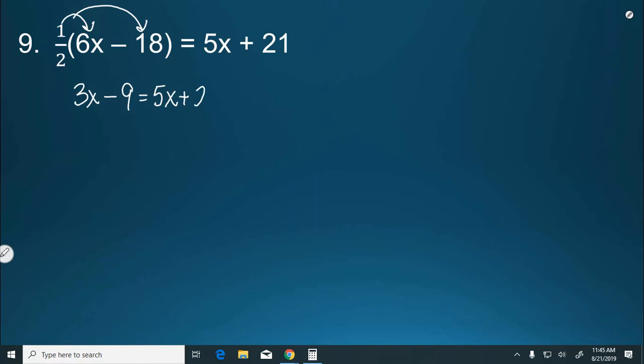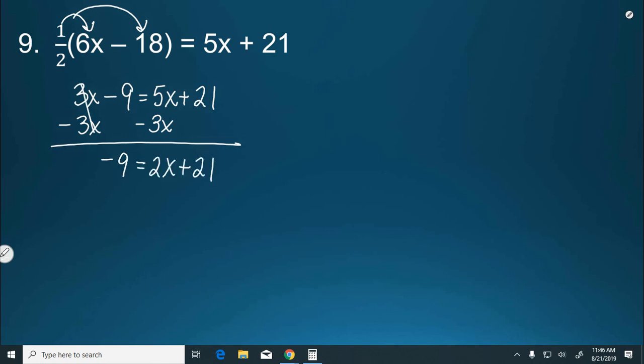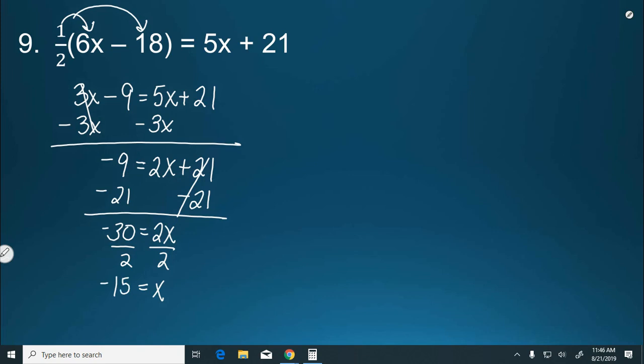Now again, I want to get my coefficients of x together on both sides. I want to take the smaller of the two and do the opposite so I avoid a negative. So I'm going to subtract 3x from both sides. Gives me negative 9 equals 2x plus 21. Then I'm going to subtract 21 from both sides. I get negative 30 equals 2x. Divide by 2. And x equals negative 15.